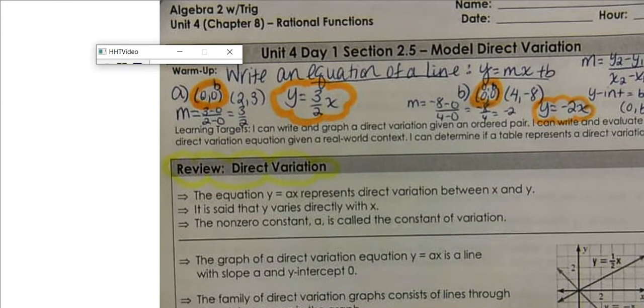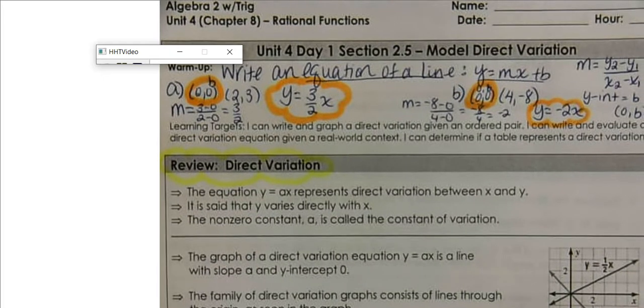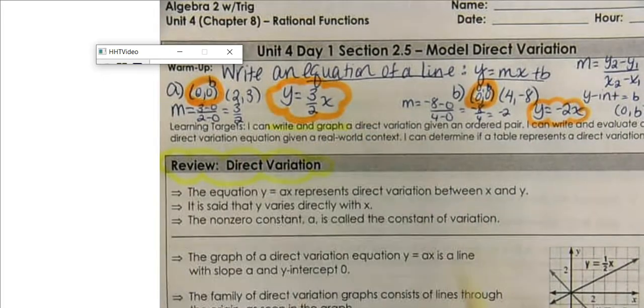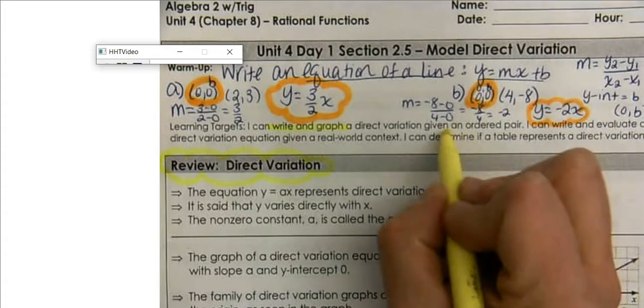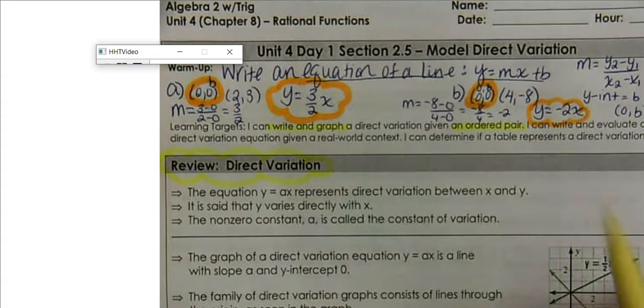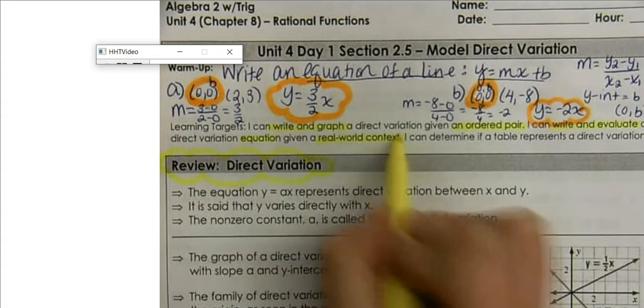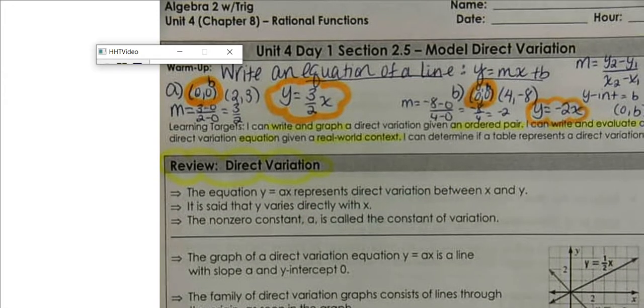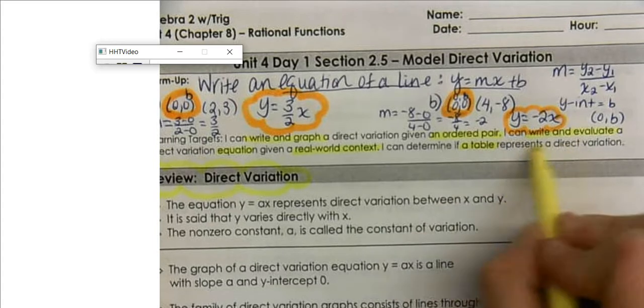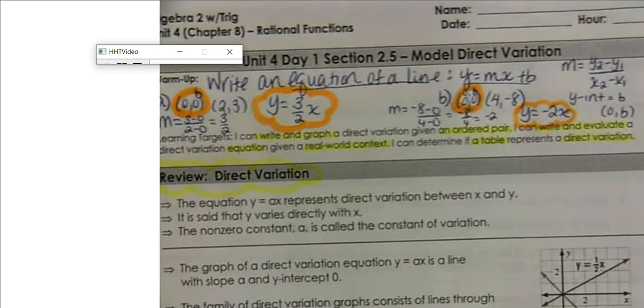Our learning targets for today are for you to be able to say: I can write and graph a direct variation given an ordered pair, and I can write and evaluate a direct variation equation given a real-world problem in context. And I can determine if a table represents a direct variation as well.